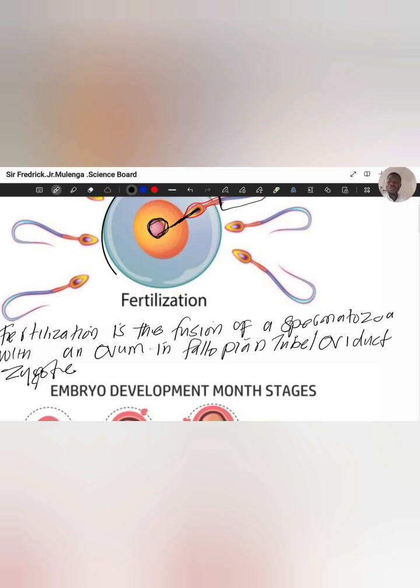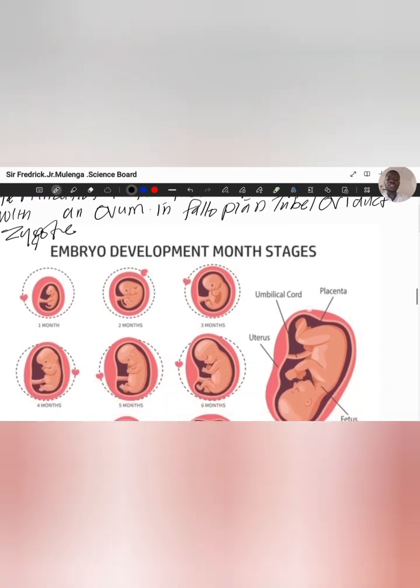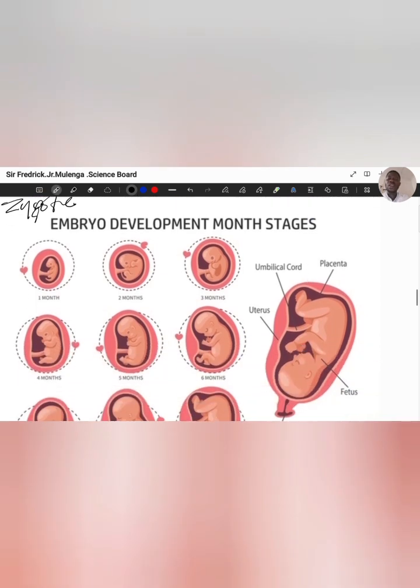All right. So after forming the zygote, after a few hours or few days, the cells start developing. A zygote is just a single cell organism, but after some time it starts developing. So let us now look at the embryo development. How does it happen?